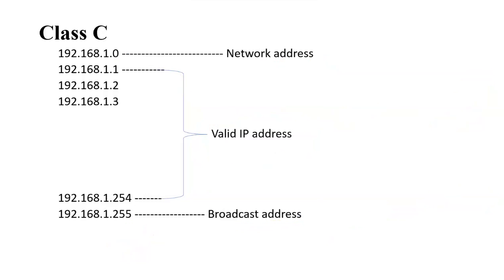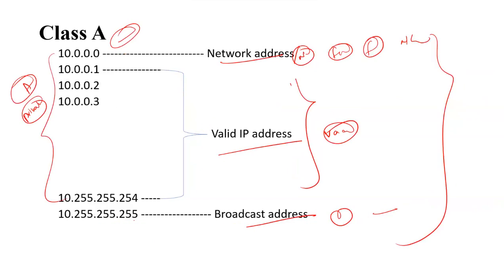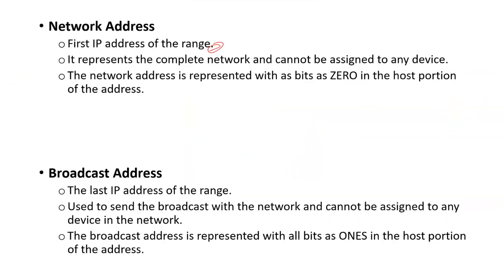And from class C, we have 192.168.1.0 as a network address, and 192.168.1.255 as the broadcast address. Between them are the valid IP addresses. So let's go through the theory I have mentioned here. The network address is the first IP address of the range. It represents the complete network, and it cannot be assigned to any other device.